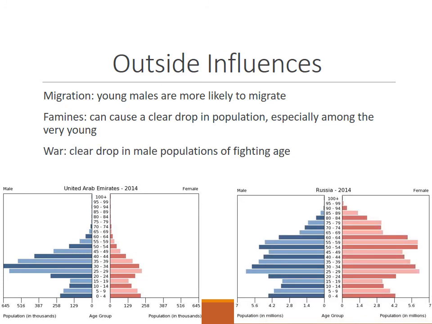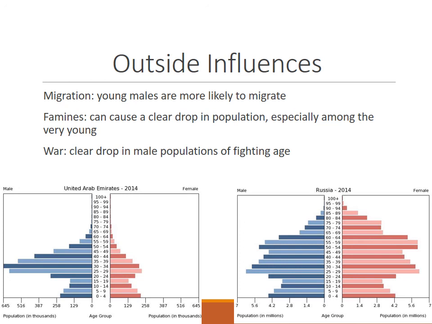The other thing is famine or war, right? Or disease or the variety of other things we mentioned, like with Russia, where again, this is Russia in 2014. If you look at the ages, 60 to 90 or so, you can see, again, the effects of World War II there with this much smaller group of men across the way.